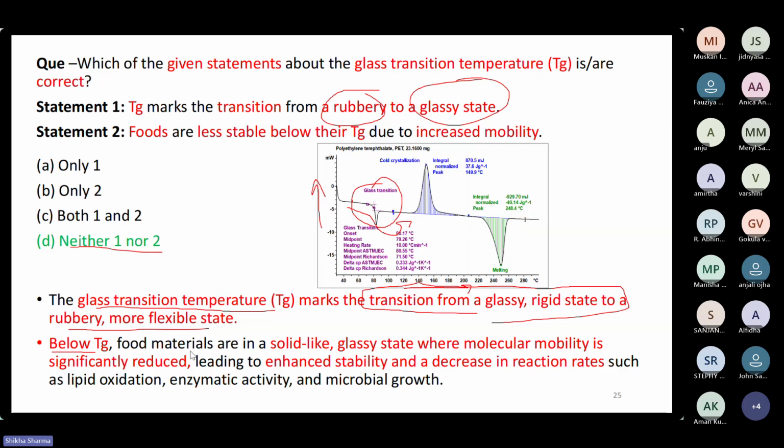So below Tg, food materials are in the solid-like or glassy state where the molecular mobility is significantly reduced, leading to enhanced stability and a decrease in reaction rates such as lipid oxidation, enzymatic activity, and microbial growth. So at low Tg, food becomes more stable because there is less mobility. So this second statement is also incorrect here.